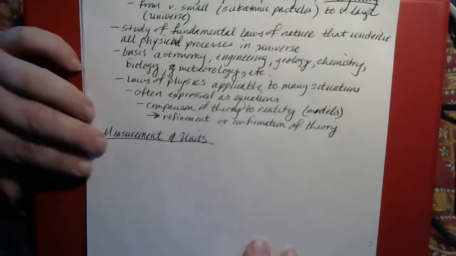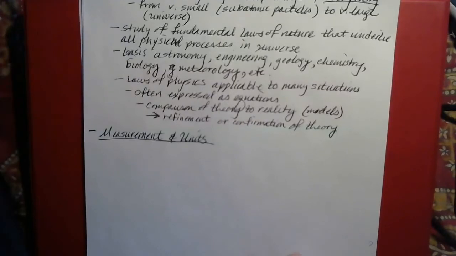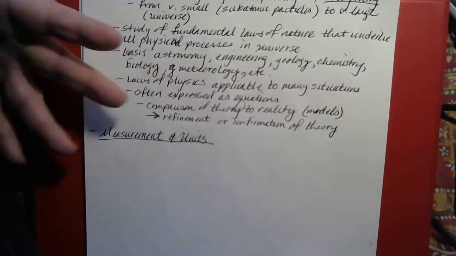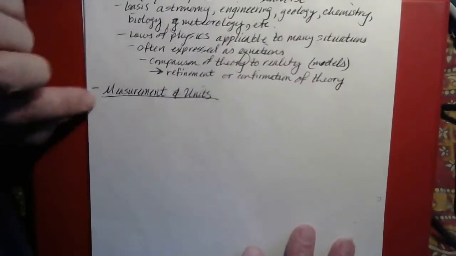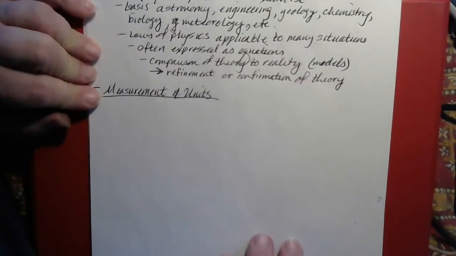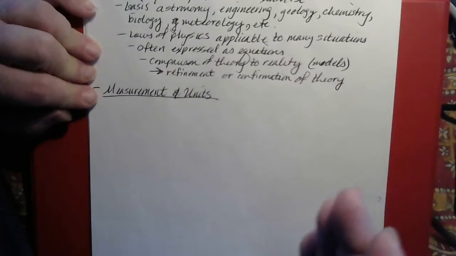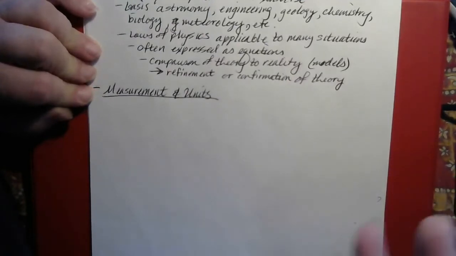Measurement and units. Measurements are very important in science because you need to know the magnitudes of things. You need to know the sizes of things. And basically, measurement is how we do that. Measurement is when you basically compare the size or quantity of something to some reference.